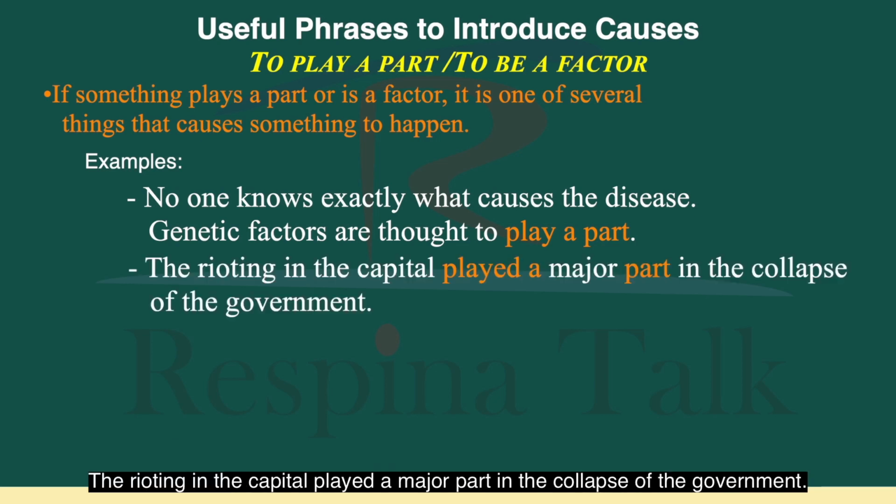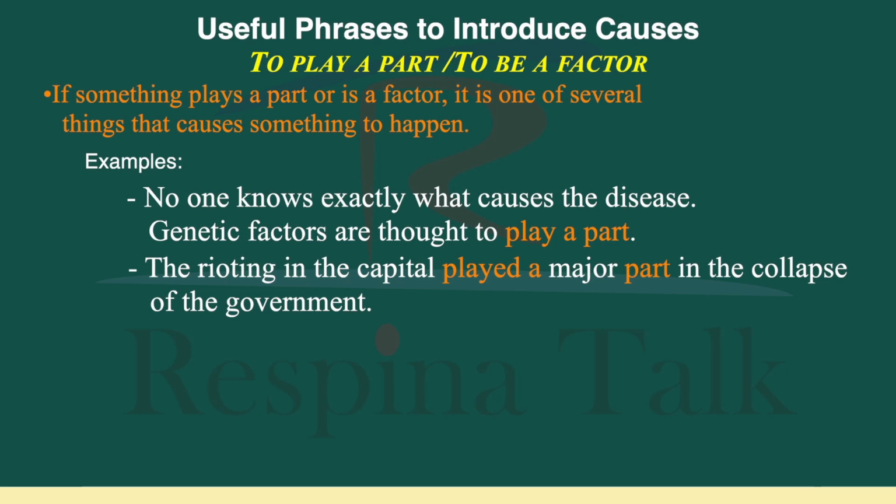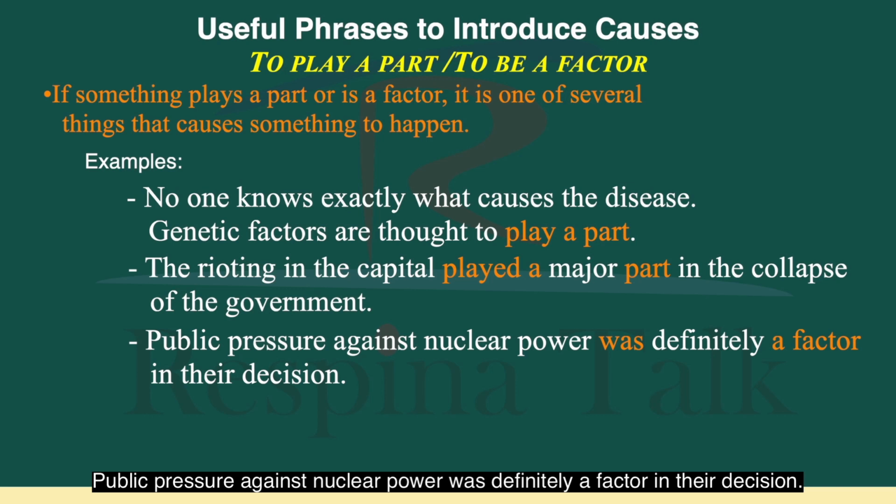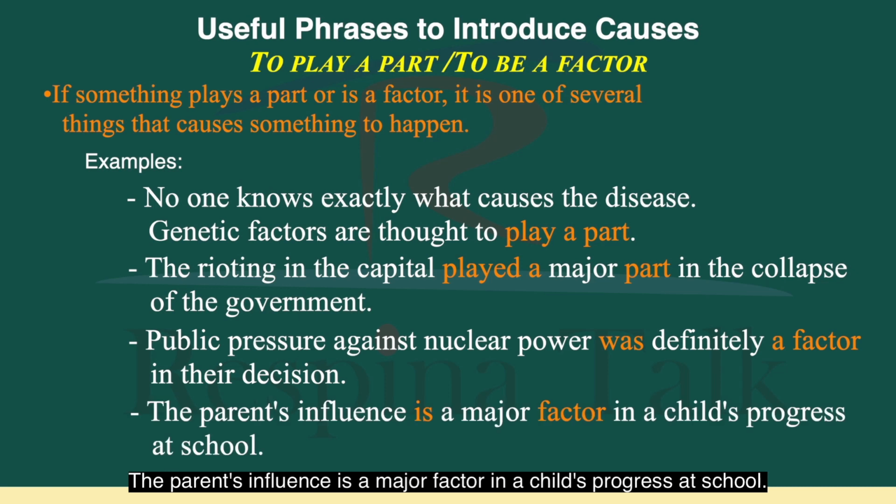The rioting in the capital played a major part in the collapse of the government. Public pressure against nuclear power was definitely a factor in their decision. And the parents' influence is a major factor in a child's progress at school.